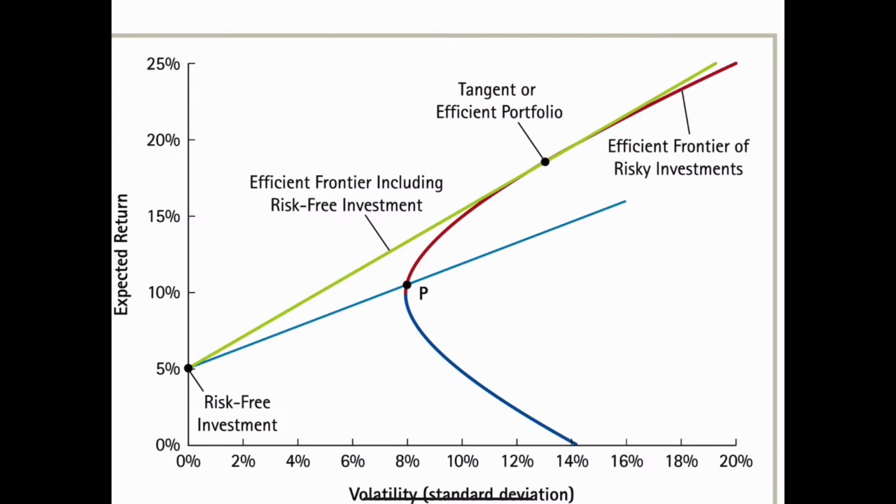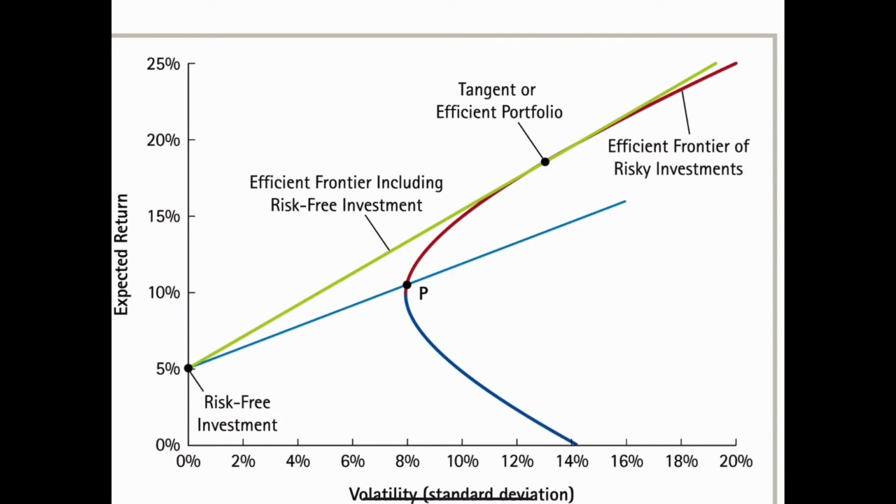Because remember, the definition of risk seeking means that for the same return, risk-seeking people would say, oh, I want high risk. And holding the return constant, risk averse would mean that I want lower risk. So in this case, you can see that this green line is everywhere better because it provides the highest return at every possible level of volatility.